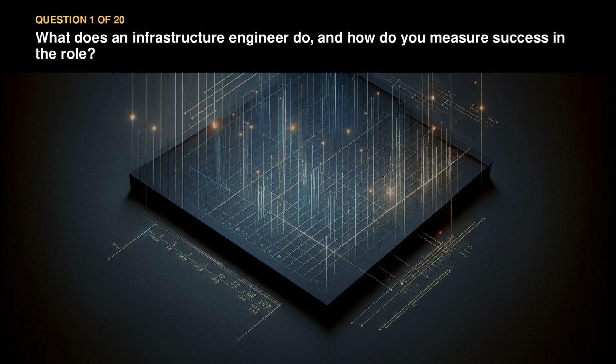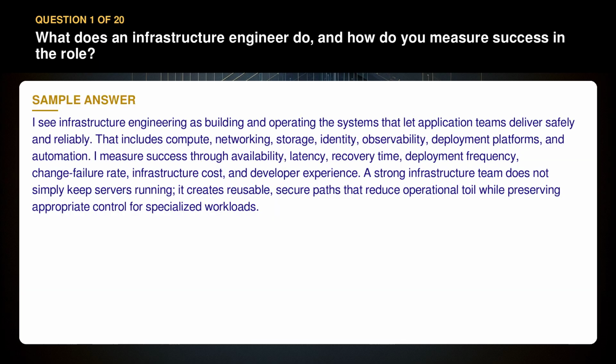Question 1. What does an infrastructure engineer do, and how do you measure success in the role? I see infrastructure engineering as building and operating the systems that let application teams deliver safely and reliably. That includes compute, networking, storage, identity, observability, deployment platforms, and automation. I measure success through availability, latency, recovery time, deployment frequency, change failure rate, infrastructure cost, and developer experience.